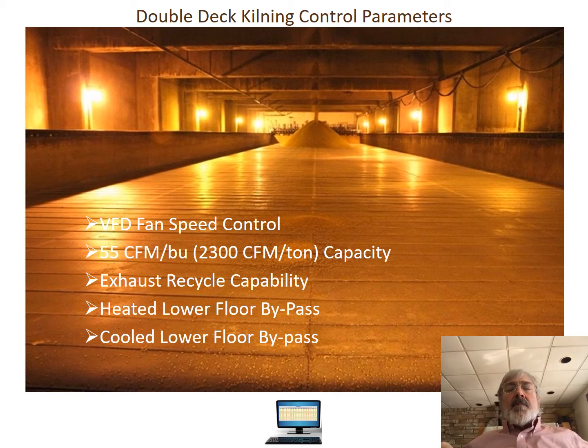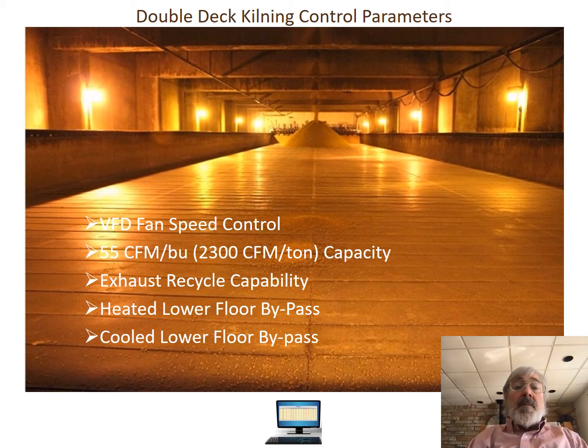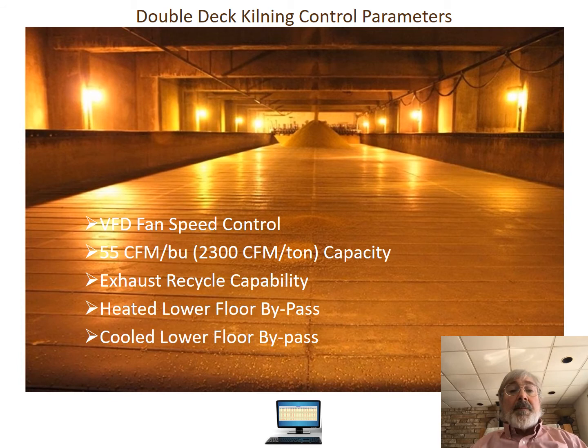After the lower floor is finished, you dump the lower floor off, then you dump the upper floor to the lower floor, and then you load the upper floor again. So you basically have super wet malt on the upper floor and half-dried malt on the lower floor. These are very efficient if managed properly, because you can effectively utilize 100% of the drying capacity of your air with this setup. You can do the same thing with exhaust recycle, and this double deck kiln actually has exhaust recycle as well.